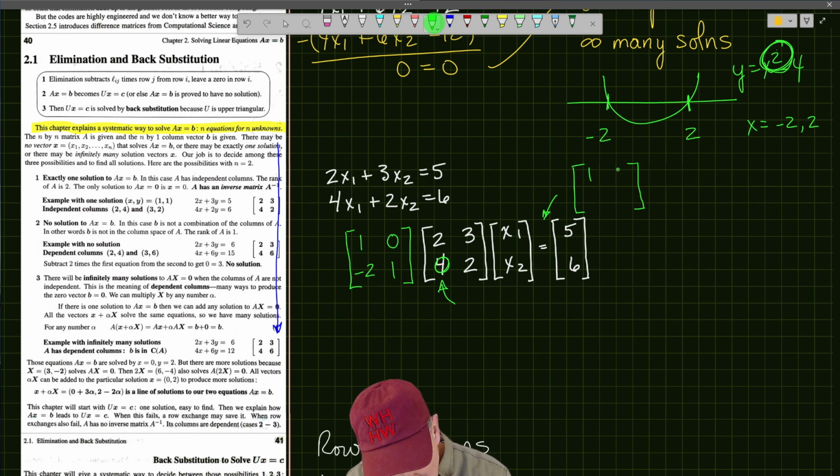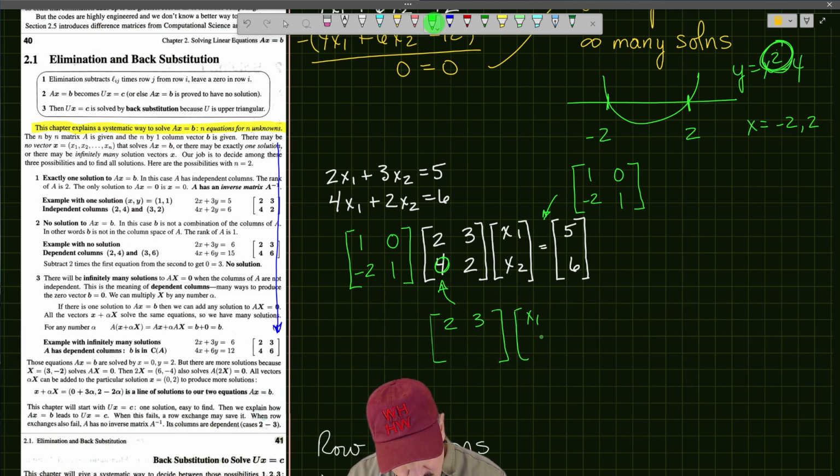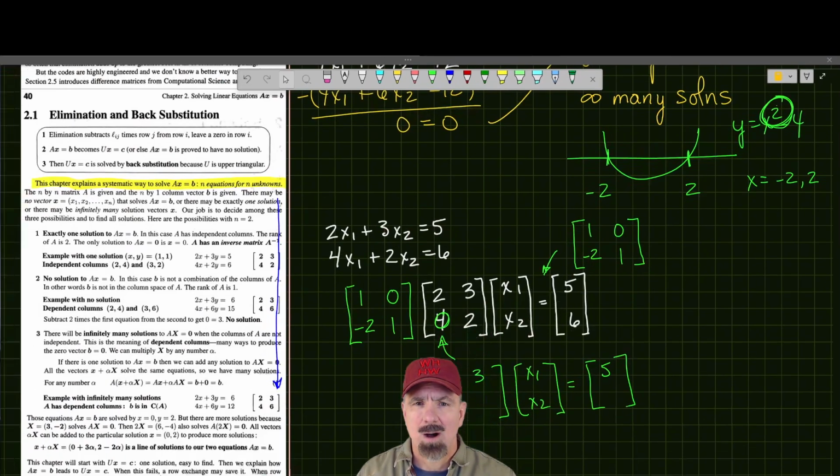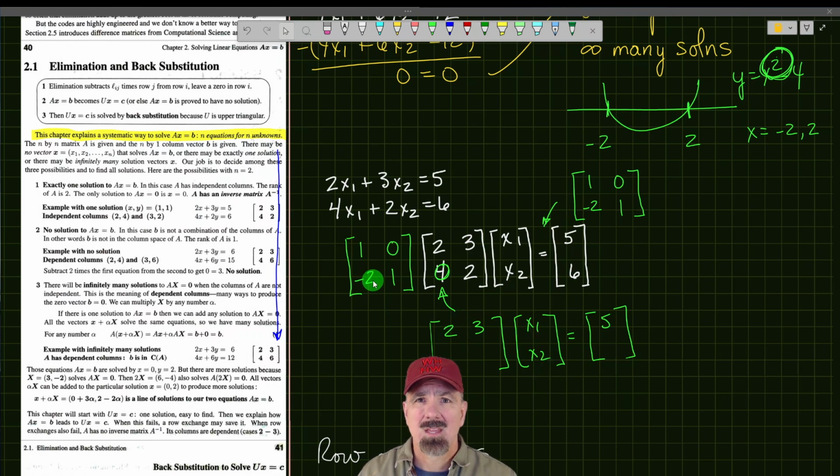So I'm going to do that to both sides. I have 1, 0 and negative 2, 1. And when I do that, let me just write down the result here. Of course, the top is going to stay the same. It's going to be 2, 3. We're still multiplying by the vector x1, x2 is equal to, and when we do this multiplication, we'll have a 5. Now what we're going to do is apply that second row on the left-hand side. So we're going to multiply by this item here, and we're going to apply that through.